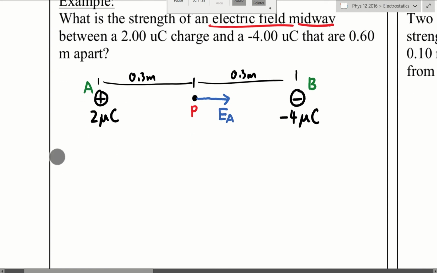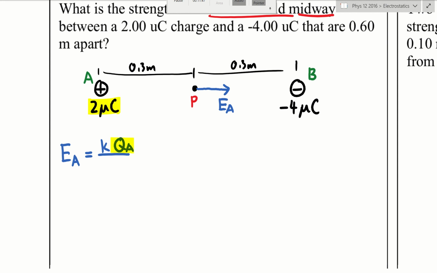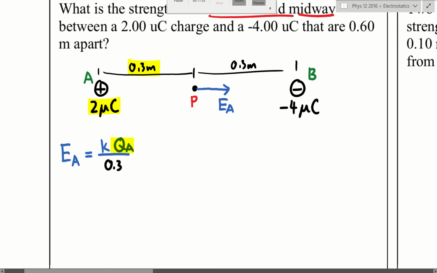Now, how do I find electric field A? Well, electric field A is easy. Electric field A is K, the charge of A, which we have right there, over the distance to A. Now, the distance to A is right here, so that would be 0.3 meter, squared. So KQ over R squared. Okay, so you know what? I'm just going to put R first, R_A, and then square.